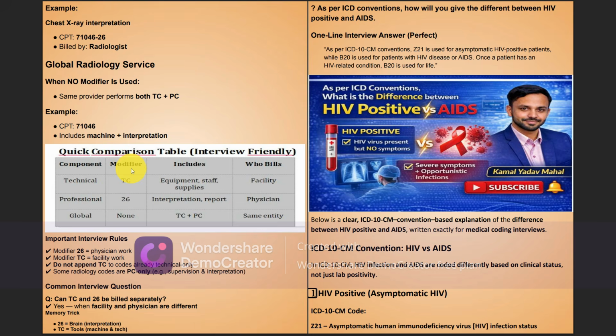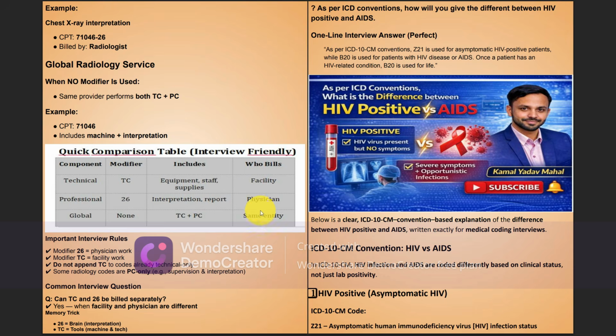Quick comparison table, interview friendly. The headers are component, modifier, includes, and who bills. Technical: modifier TC, includes equipment, staff, supplies; who can bill: the facility or hospital. Professional: modifier 26, includes interpretation and report; billed by the physician, radiologist, or doctor. Global: neither TC nor 26, includes both technical plus professional.